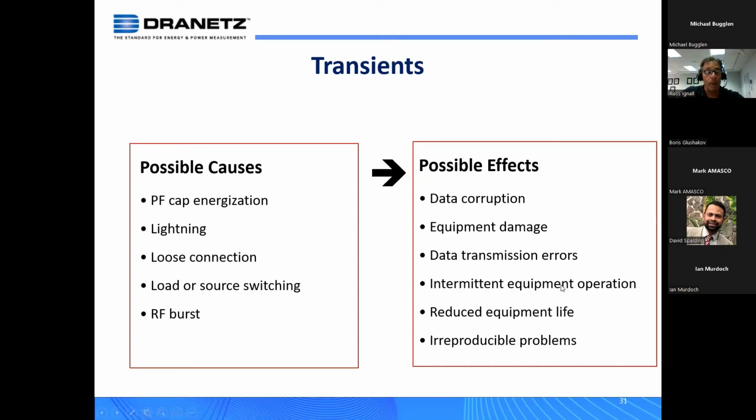Intermittent equipment operations, so transients can be like ghosts. They occur, they stop occurring. It depends upon what's going on in the system, especially when we have loose connections and things like that because it's completely random. So you can have intermittent problems as a result of that.